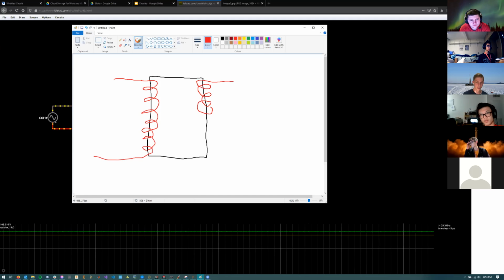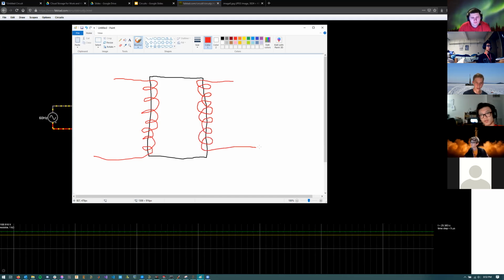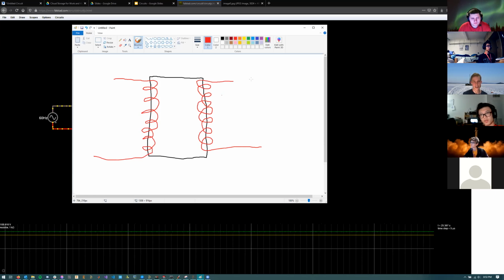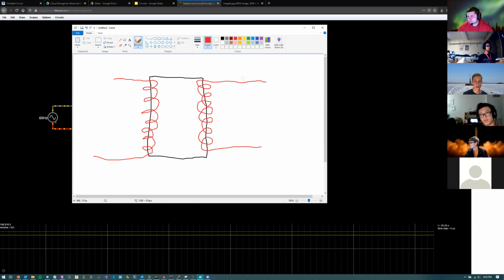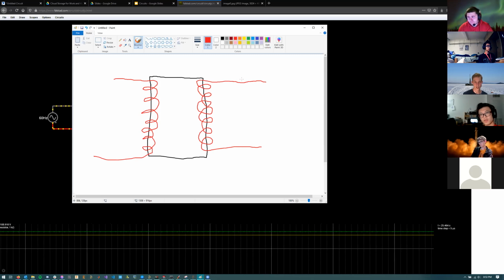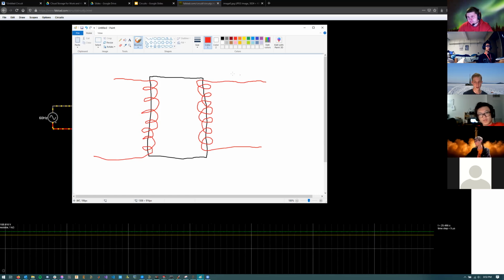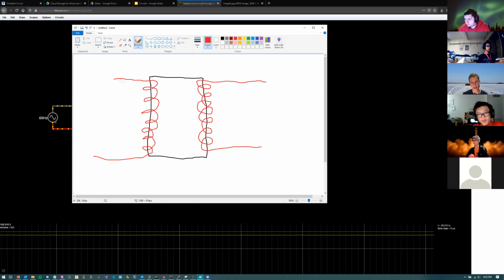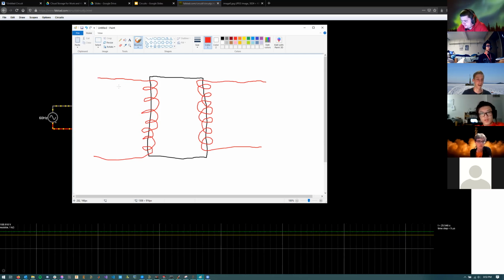Tyler, do you remember the name of the law that basically states that a change in current results in a change in magnetic field? I forget, it might be like Biot-Savart or something like that. Faraday's law of induction. Yeah.